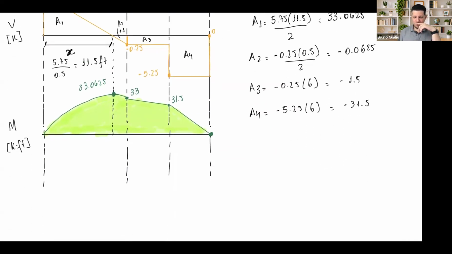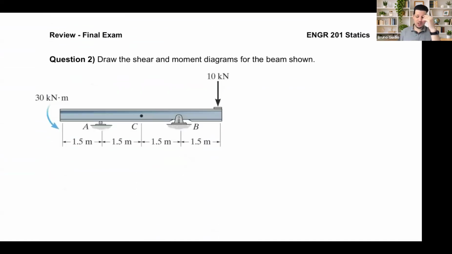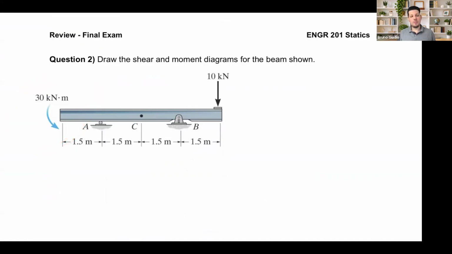All right, so let's do one more, because I want to review this one here. When we have this concentrated moment or this couple moment, how do we deal with it? Once again, reactions: AY, BY, BX.